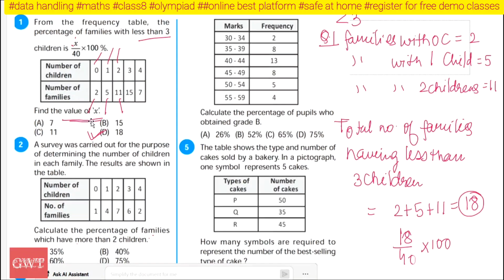Okay, now please see question number 5. They are saying the table shows the type and number of cakes sold. In the pictograph, one symbol represents 5 cakes. So one symbol represents 5 cakes, that is okay. So P is the best selling. So how can I calculate this now?